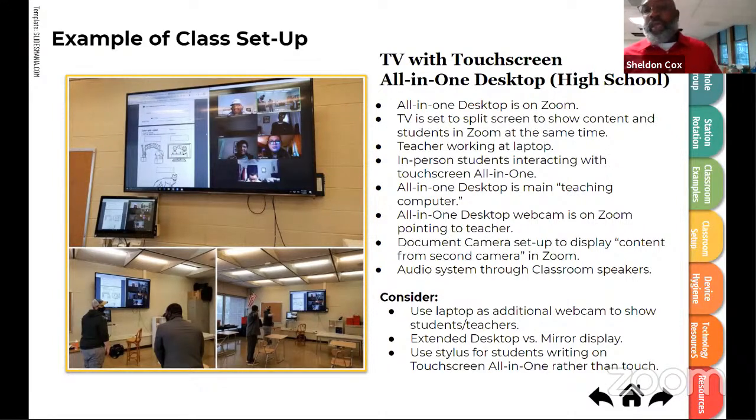Another option is using styluses for each individual student, because styluses can be pretty cheap to buy. You can buy a pen and stylus built in together at any 99-cent store or dollar store. You can have each student have their own stylus to use when interacting with the all-in-one touchscreen computer. So the kids can come up to the screen and use their own personal or assigned stylus to interact with the lesson. They can draw, write an equation, write a sentence, point things out, and highlight things on the all-in-one in the classroom.